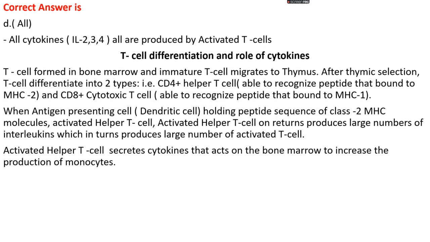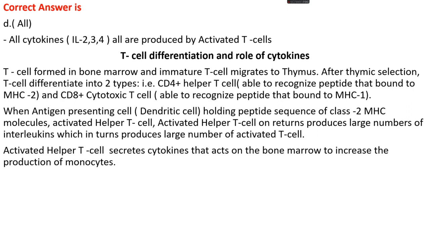We see the T cell differentiation and the role of cytokines. T cells are actually formed in the bone marrow, and these immature T cells migrate to the thymus. After thymic selection, the T cells differentiate into two types of cells, that is CD4 helper T cells, which are able to recognize peptide bound to MHC class 2, and CD8 cytotoxic T cells, which are able to recognize peptide bound to MHC class 1.